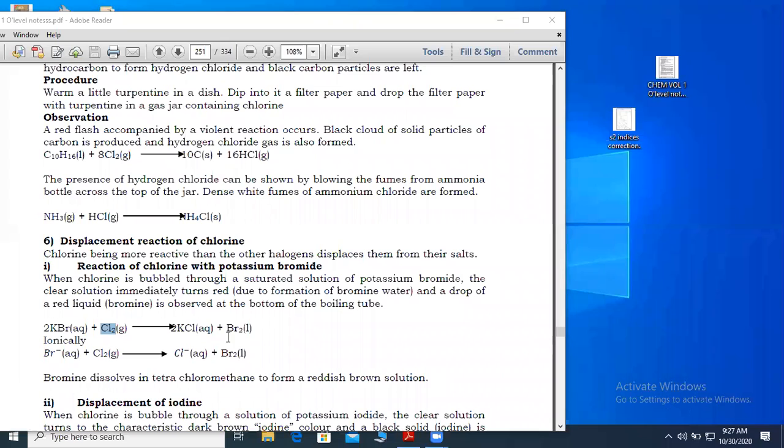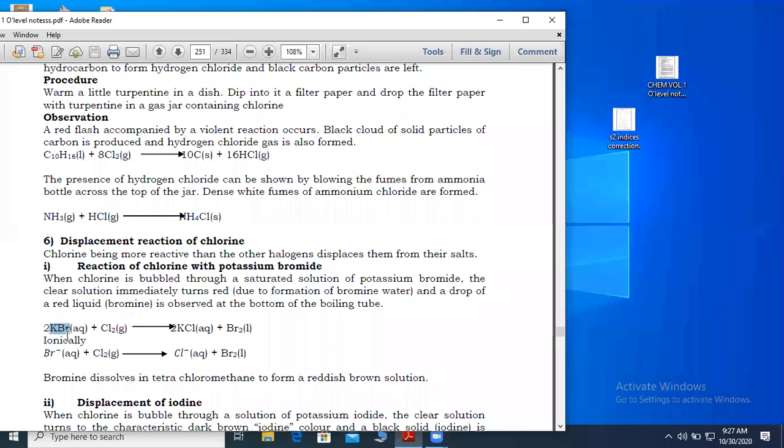So let us study this equation together. Chlorine plus potassium bromide. So this is a solution of potassium bromide. But since chlorine is more reactive than bromine, it is going to displace the bromide ions from their solution of potassium bromide. So chlorine displaces bromine from its solution.